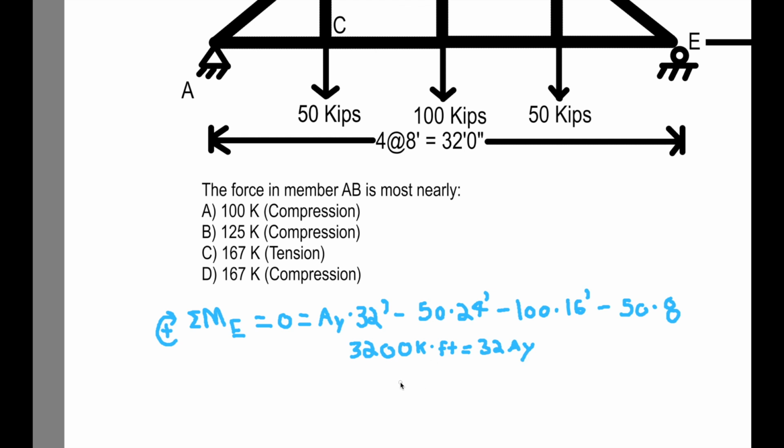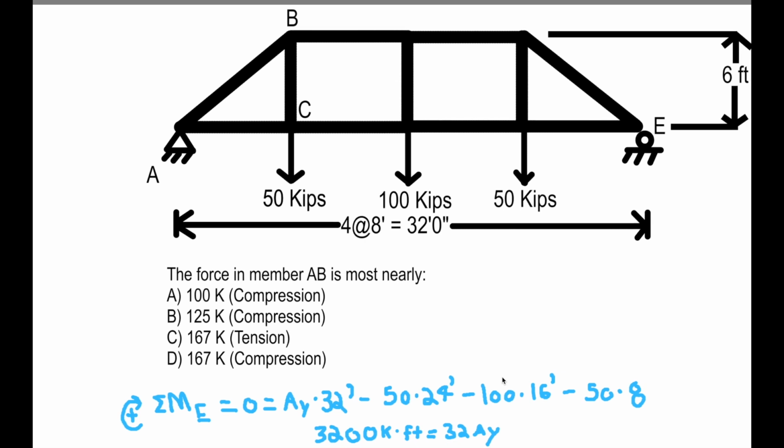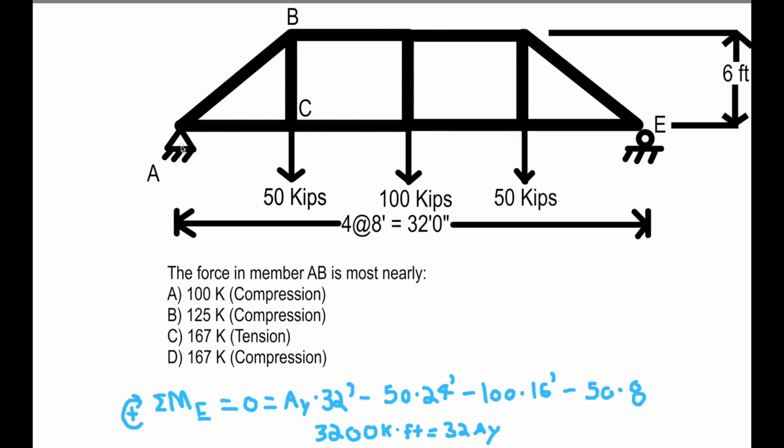Therefore, AY is equal to 100 kips. Excellent. So now we know what the unknown reaction force is at AY. And so what we can do is take a section through this truss right here, and cut through two members, and that is going to give us an unknown force AB and an unknown force AC.